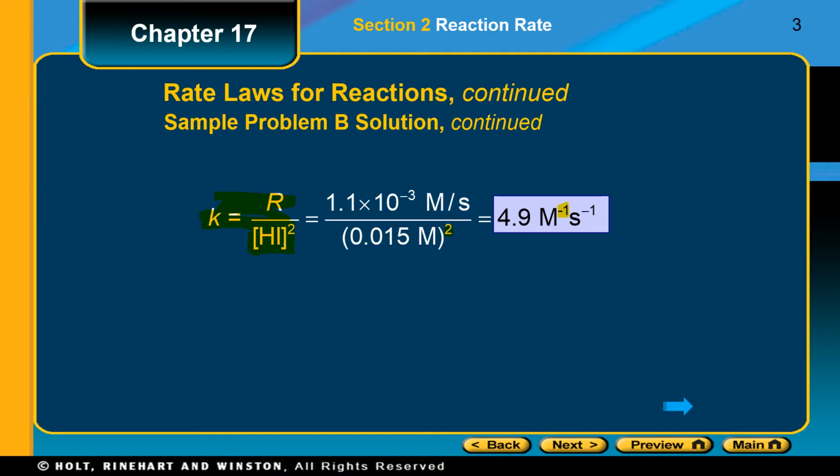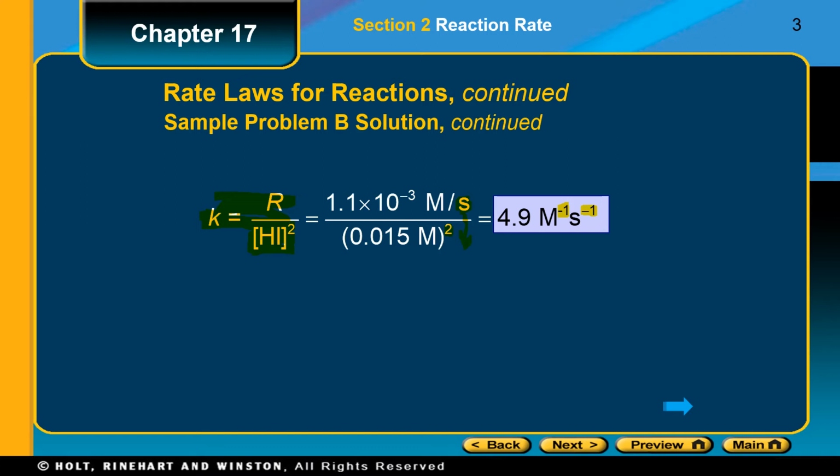And then the other thing that sometimes is not as obvious to some people is that when I write M slash S right up here, this S is actually on the bottom. So that's 1 over S. This is the same thing as 1 over S. So over here, I'll write S negative 1. So now we have determined the value of K, and it's 4.9 M negative 1, S negative 1.